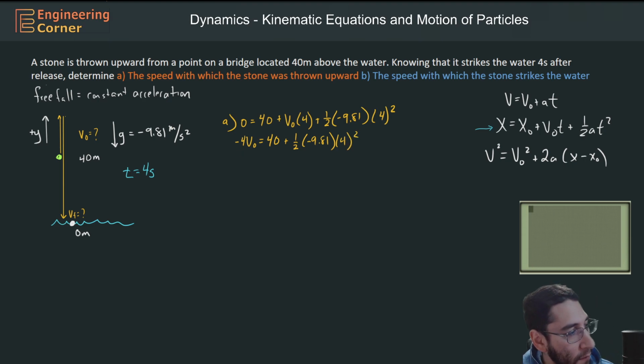So we'll have 40 plus 1/2 times minus 9.81 times 4 squared. And we're going to divide this by minus 4. And we get my initial velocity is 9.62, and this is in meters per second.